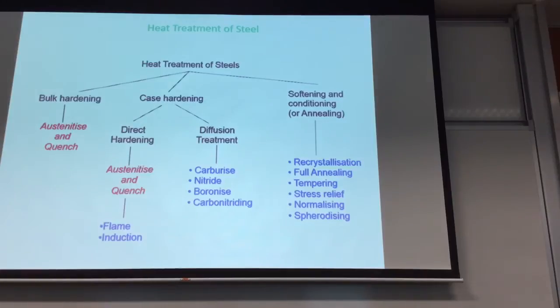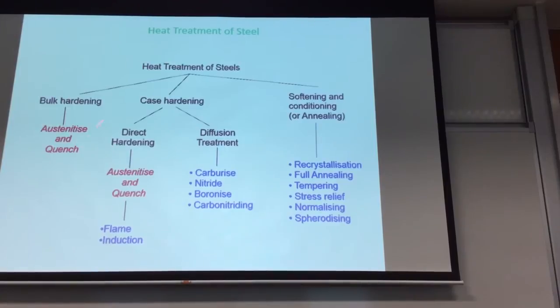Okay, so we look at this. These are different heat treatments of steel. If you look at any steel literature, you may find these terms. Okay, first is what we've done just now. It's basically bulk hardening. The whole sample or whole material, you quench it. You heat up, then you quench it, you get your martensite.